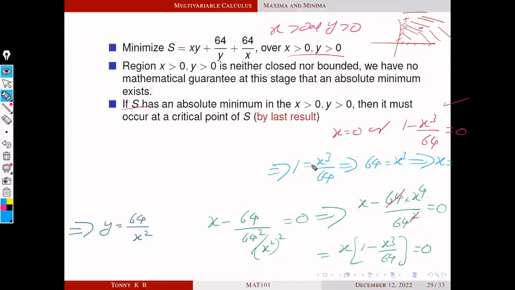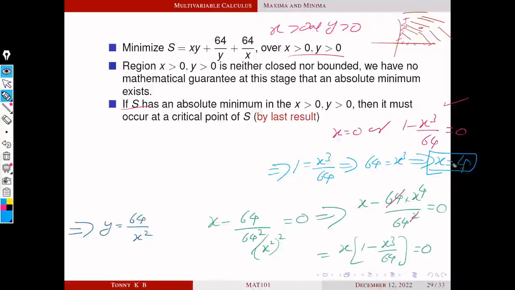Okay, so this becomes 1 equal to x cube by 64. That means x cube equal to 64. So what are the possible solutions of x cube equal to 64? Yes, we know that this third degree equation has only one real root, that is 4. So x equal to 4 is the only possible solution for these critical points. That means the system Sx equal to 0 and Sy equal to 0 has only one possible root, that is x equal to 4.